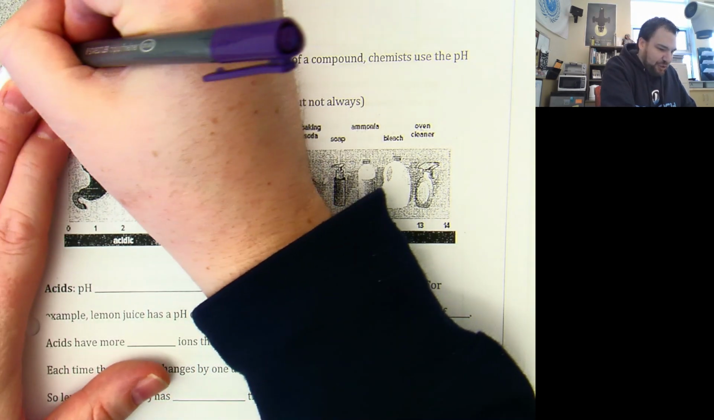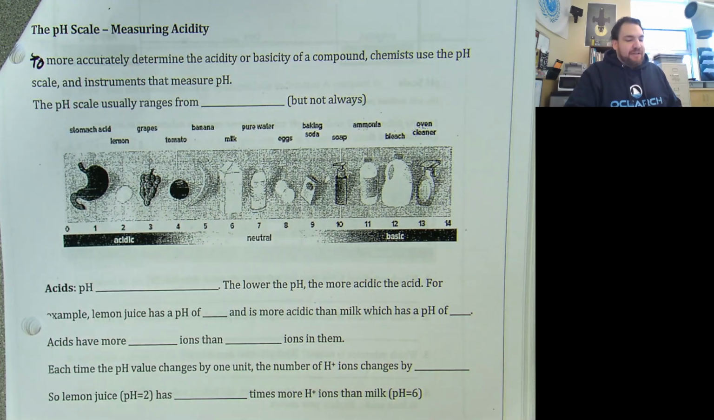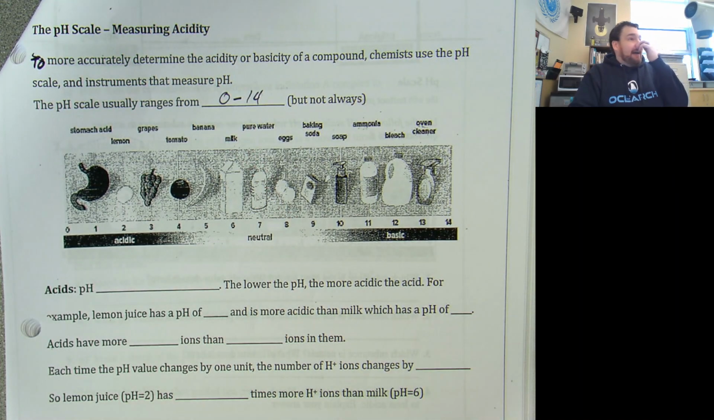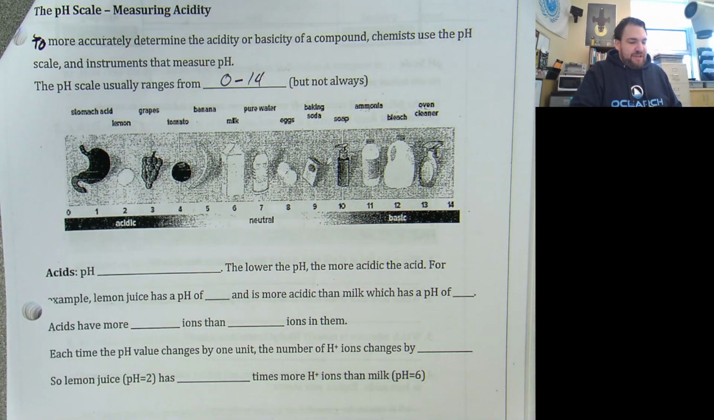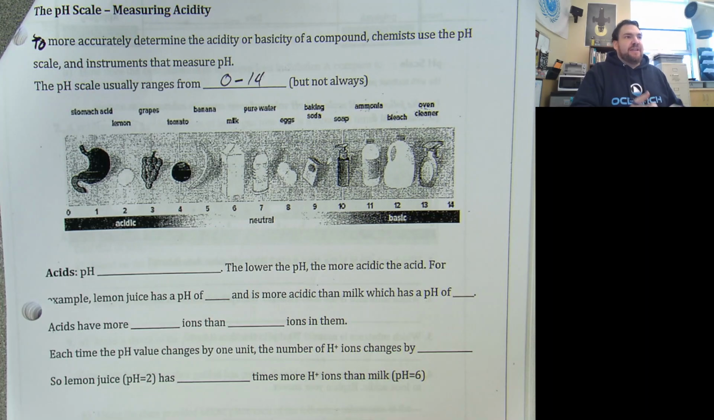This first word here should be "to." To more accurately determine the acidity or basicity of a compound, chemists use the pH scale and instruments that measure the pH to determine what you have. The pH scale usually ranges from 0 to 14. I've seen it go higher than 14. I've never seen it go lower than 0. That doesn't mean it can't, but generally speaking, it goes from 0 to 14. You should be very scared of anything beyond. You should be scared of some of the things on the scale. You should be real scared of things on either side of the scale.